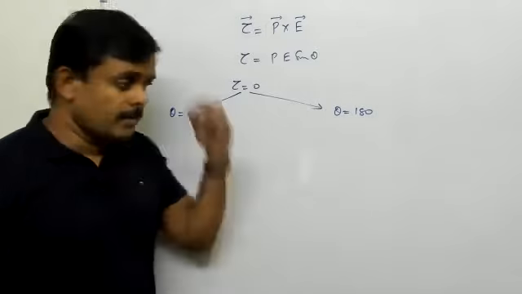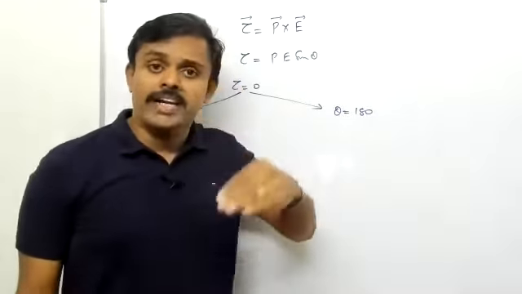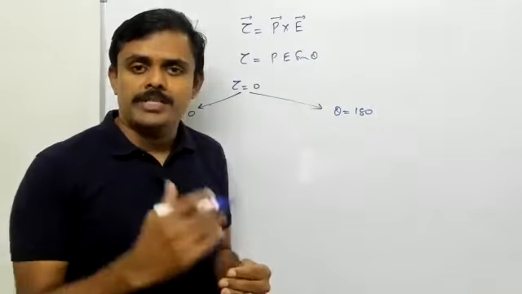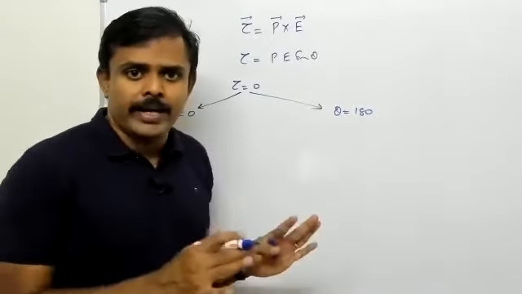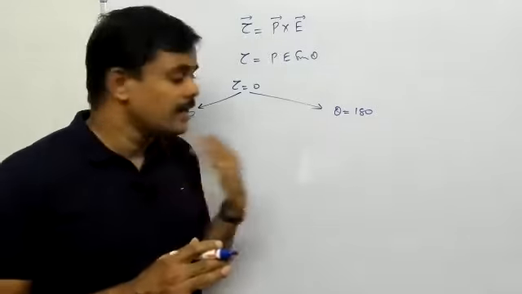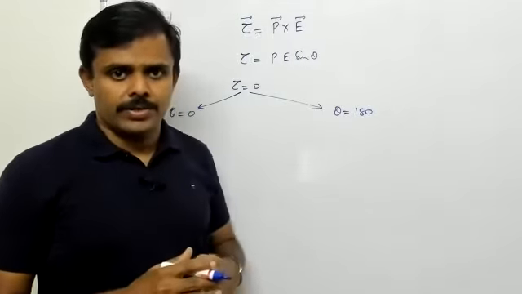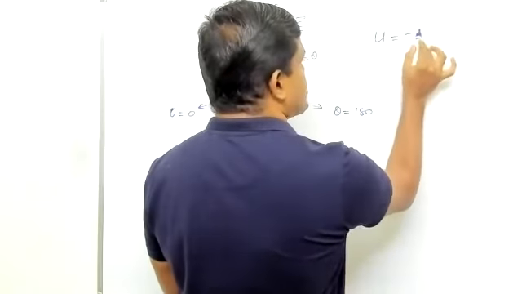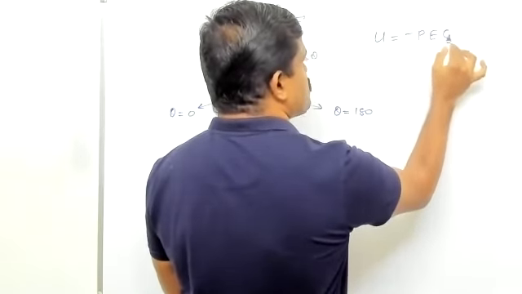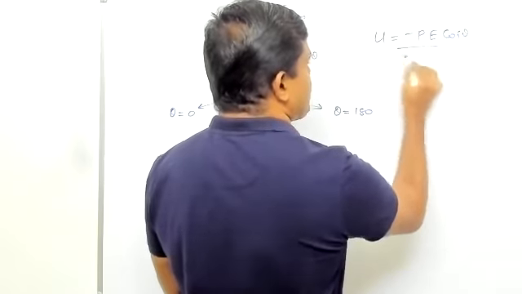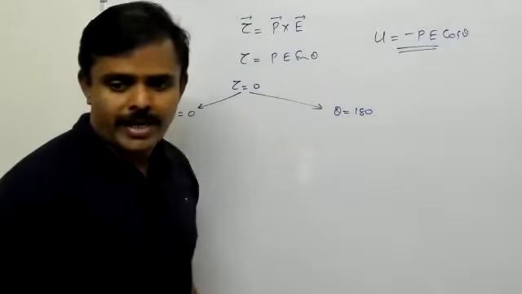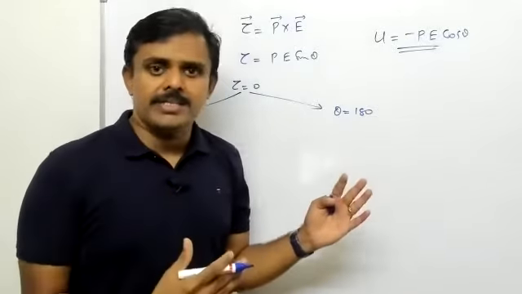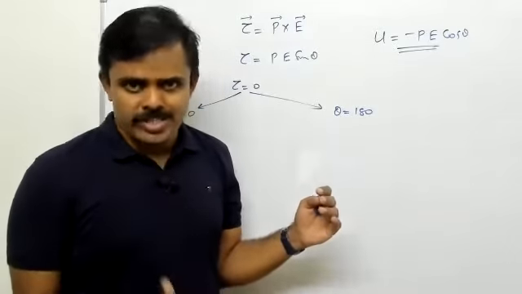Now before moving ahead, I'll tell you about one equation that belongs to the next chapter. In your textbook, this equation is given in the next chapter, but I'm telling you now because there is a very important question that comes from this section. The potential energy of a dipole is given by minus PE cos theta. This derivation will be done in the next chapter only, because you learn potentials in the next chapter, then comes potential energy.